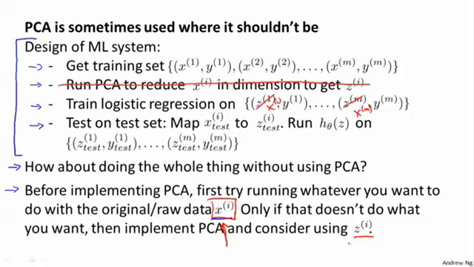Because what I do see is sometimes people start off with a project plan that incorporates PCA inside, and sometimes whatever they're doing would have worked just fine even without using PCA. So just consider that as an alternative as well before you go and spend a lot of time to implement PCA and figure out what K is and so on.